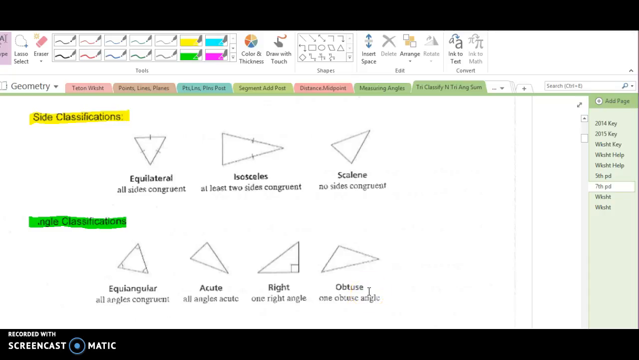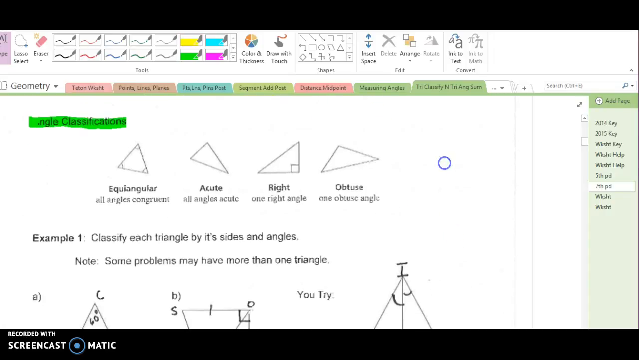So just real quickly, because you did this last night, the side classifications: equilateral, where all sides are congruent; isosceles, where two sides are congruent; and scalene, no sides congruent. And then the angle classifications: if all the angles are congruent, it's equiangular; acute, if the angles are all less than 90; right, if there's one right angle; and obtuse, if there's one obtuse angle.